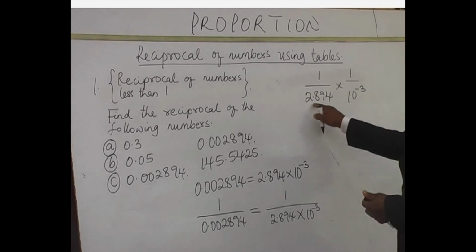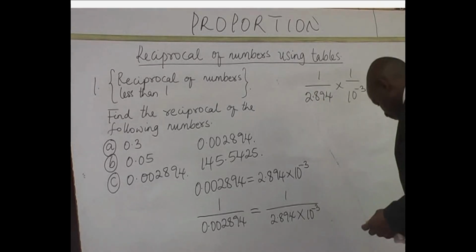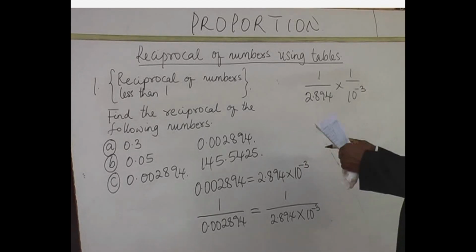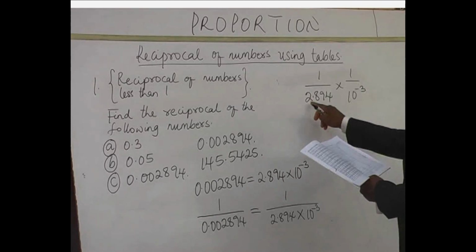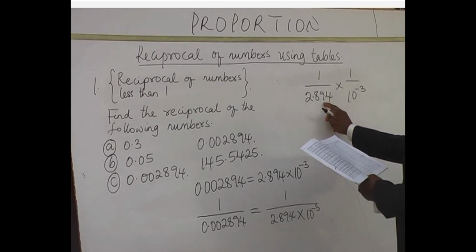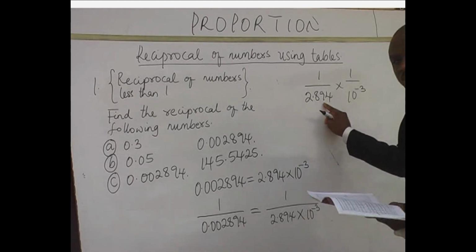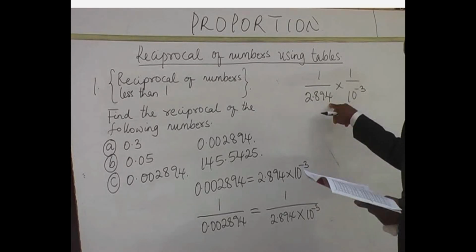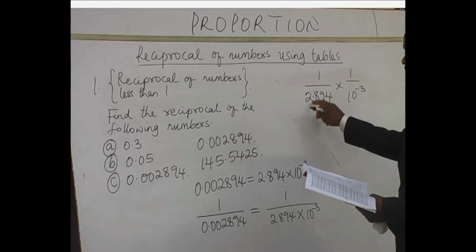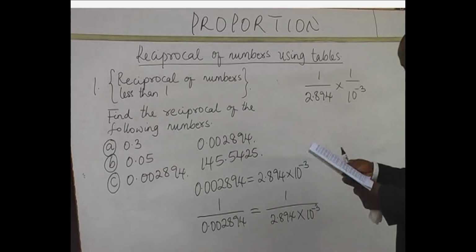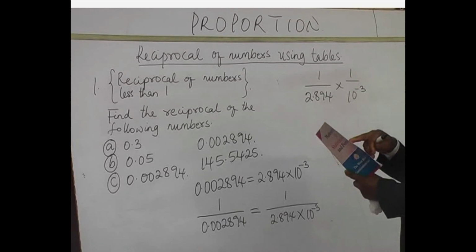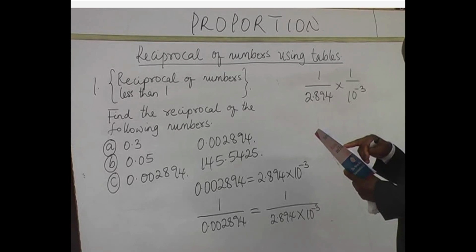Now we are going to use our 4-figure table to find this reciprocal. So go to your 4-figure table, the same page 6. Find 28 under 9. We are going to pay attention to this particular question because it has the difference column. 28 under 9.